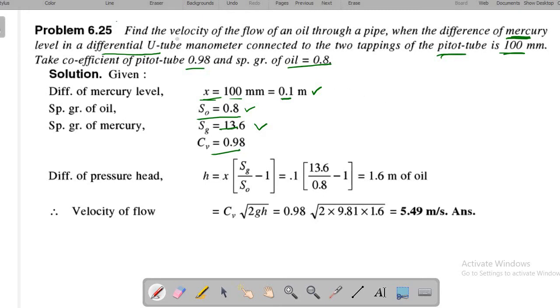What they asked, they are asking us to calculate velocity. To calculate velocity I have the formula V = Cv into root of 2gh. This h I have to calculate. To calculate h, they have given the manometric reading.